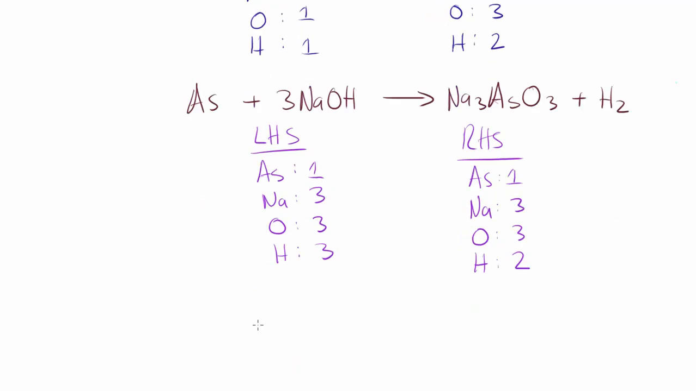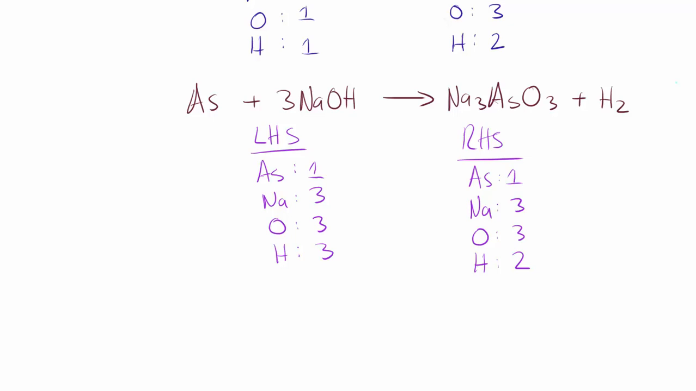Okay. So at this stage, what do we notice? Well, as you can see, the arsenic is balanced, the sodium is balanced, even the oxygen is now balanced, but the hydrogen isn't. What we have is a situation where there are 3 hydrogens on the left hand side and only 2 on the right hand side. So, how would we balance this?